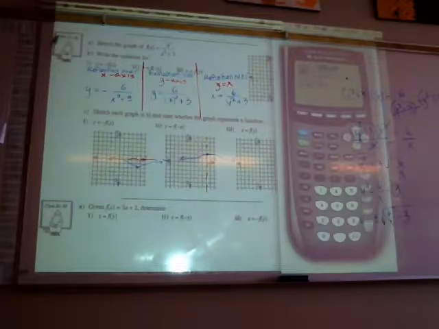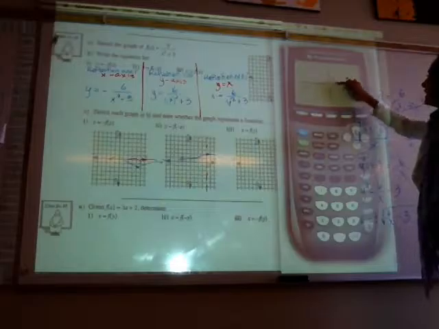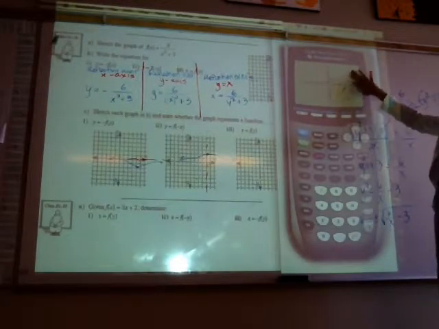Number 1 for function, y1, and then enter again. So as you can see, it's moved from here to here.